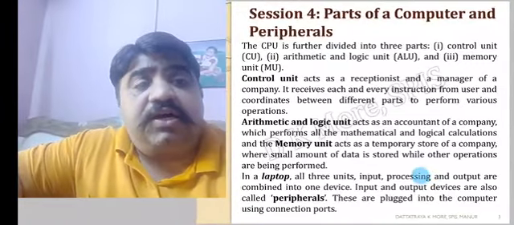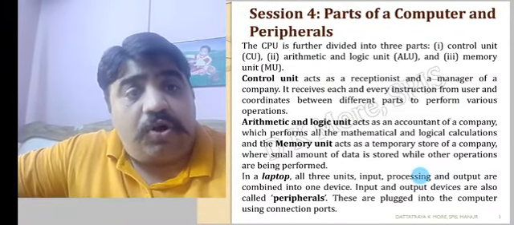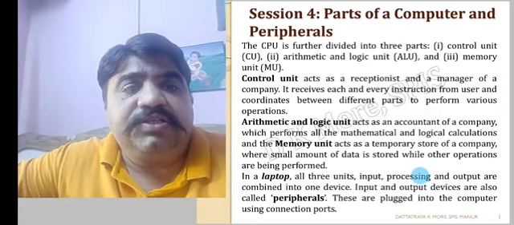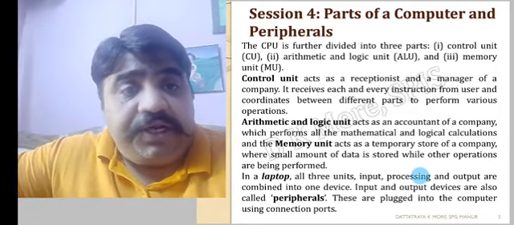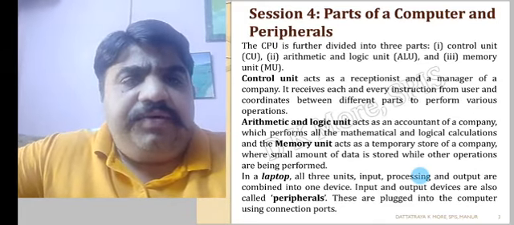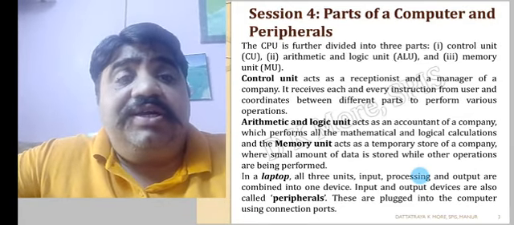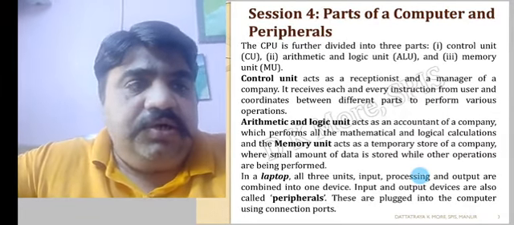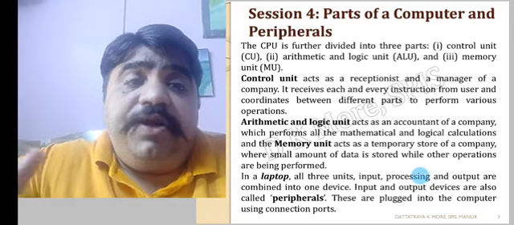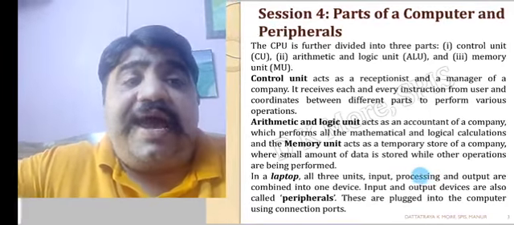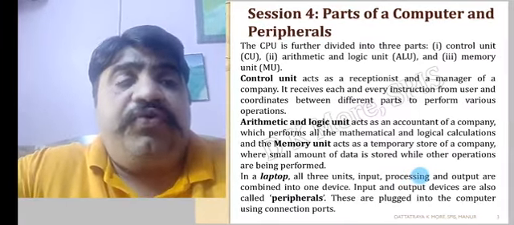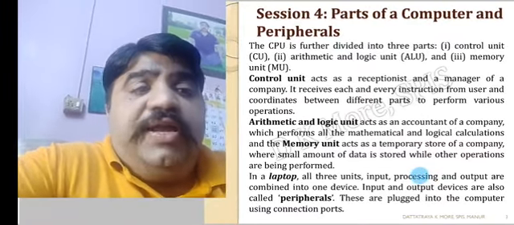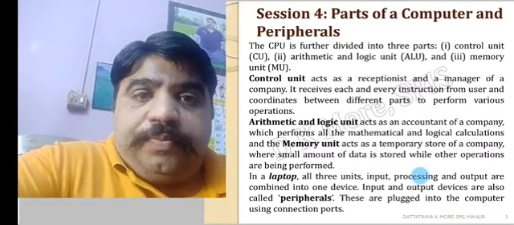Second is arithmetic and logic unit. It acts as an accountant of a company which performs all the mathematical and logical calculations. Mathematical means addition, subtraction, multiplication, division, all these operations, and logical decisions mean less than, greater than, true, false, like these decisions it takes. And the memory unit, the third part, acts as the temporary store of a company where a small amount of data is stored while other operations are being performed.